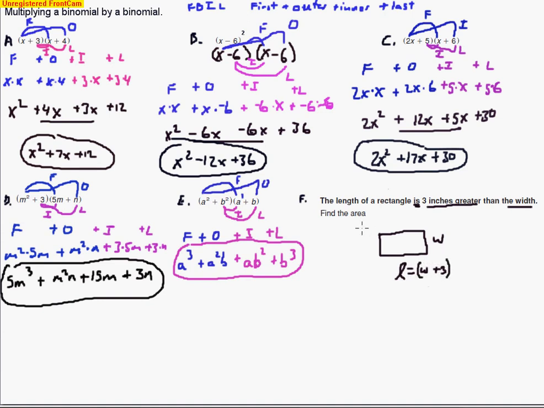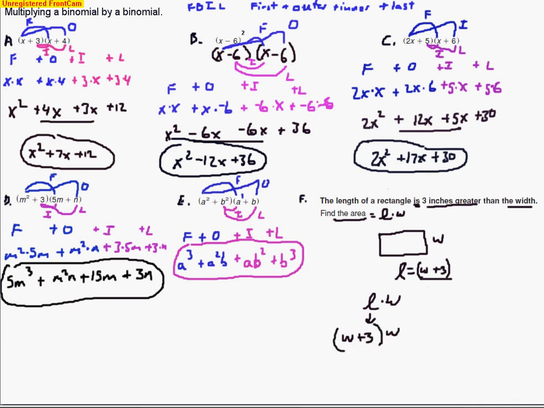All right, well now they want the area. Area is just length times width. So what I'm going to do is take this length, multiply it by the width, but in place of L, let's write the expression w plus 3. So that's what we'll write here, w plus 3 times the width.